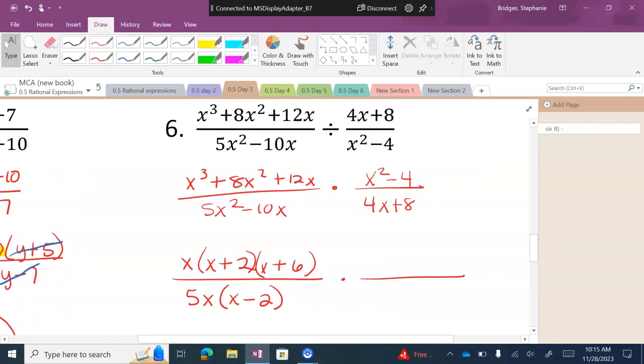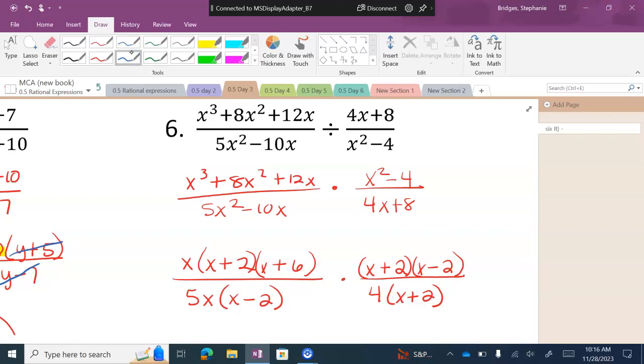Top, second fraction, x squared minus 4. No GCF, but there are two terms, and they are both perfect squares. So we're going to go x and x. Square root of 4 is 2. One plus, one minus. And then what about that denominator, 4x plus 8? Two terms. What is the GCF? 4. And I'm left with x plus 2. Is everybody okay with that factoring?